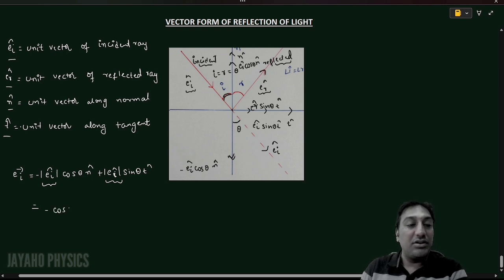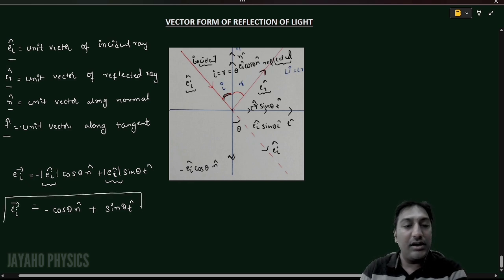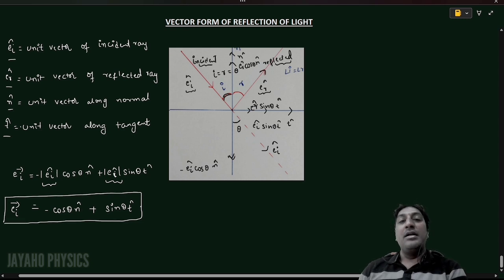So it is minus cos theta times the n cap, plus, again with one more unit vector whose magnitude is equal to 1, sine theta times the t cap. This is the value of e suffix of I bar. E suffix of I bar is equal to minus cos theta times n cap plus sine theta times t cap.